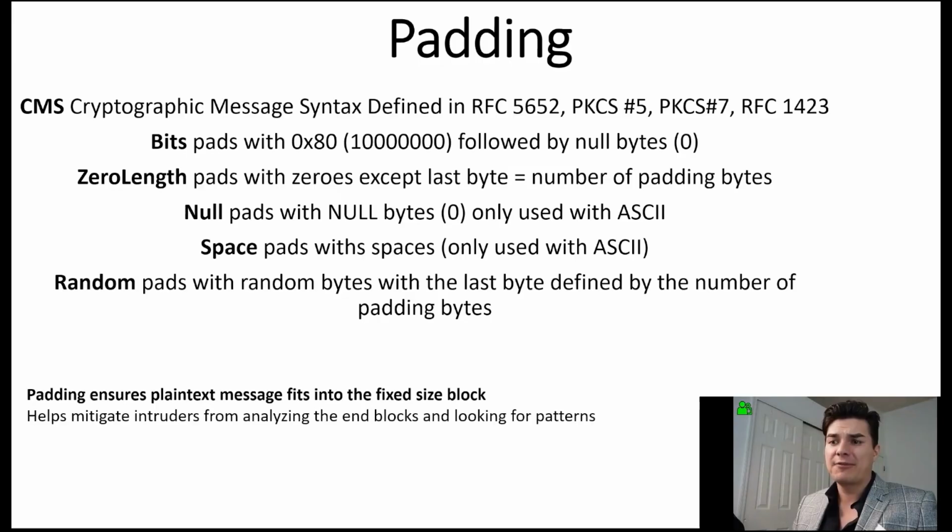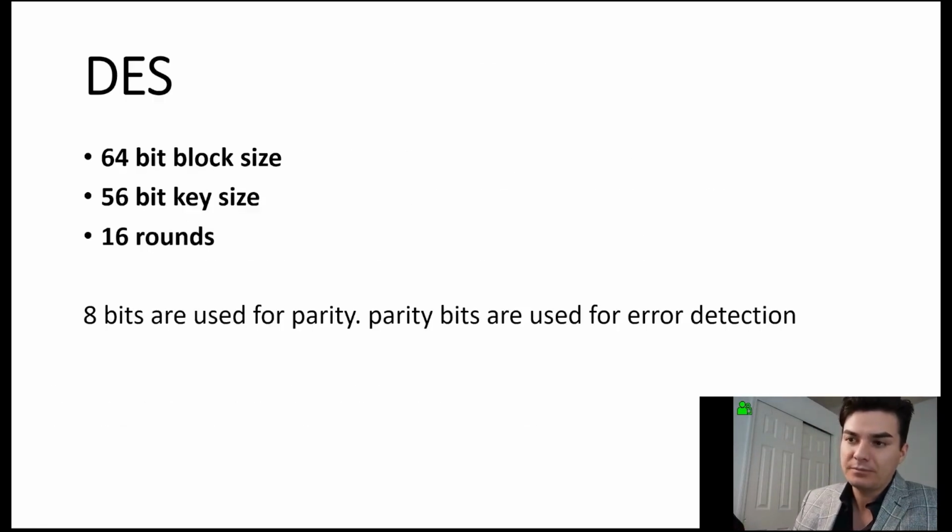So with padding, there's 6 different types, and it ensures that the message fits into the block size, and you can do that through the bits, null values, which is just all zeros, random bits, which is either the 1 or 0, and it helps mitigate intruders analyzing the end blocks for patterns.